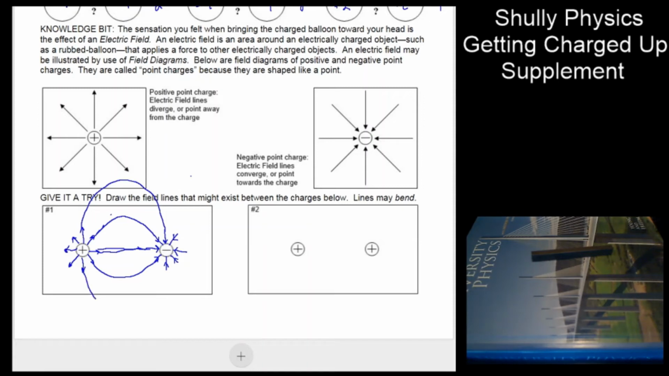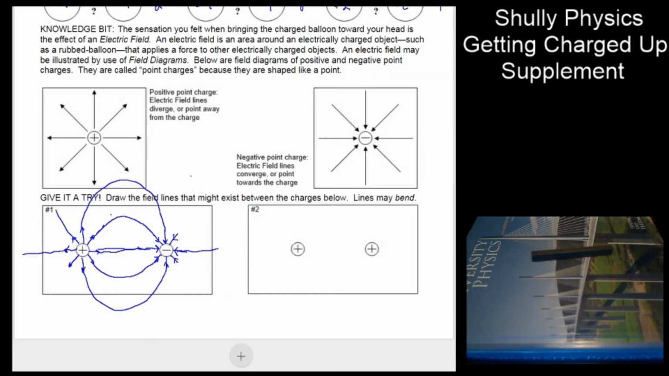And likewise, we'll get the same kind of thing over here. Some symmetry going on there. And for this negative line, we're going to go straight out. There's no curving there. Now for these other ones, think about like a positive is attracted to the negative. So just follow along this pattern.